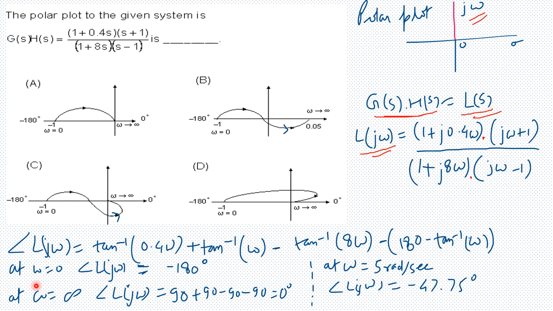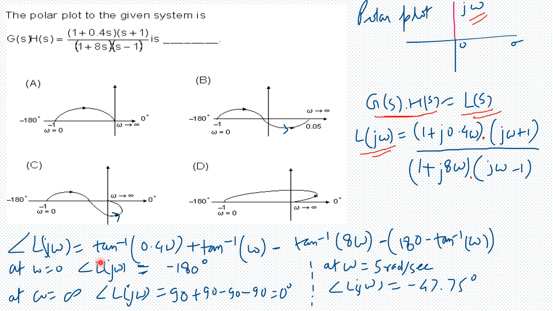The angle of L(j omega) will be given as, for the first one, tan inverse 0.4 omega, for the second one plus tan inverse omega. These are the numerator part. The denominator will contribute tan inverse 8 omega, and this will be in minus. The last one will contribute 180 minus tan inverse omega, and this will again be negative of that. Now we will see from which quadrant to which quadrant the polar plot is starting and ending.